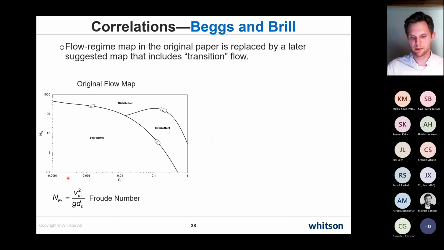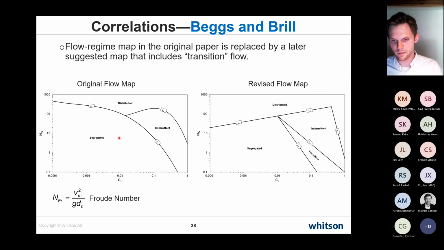So the original flow map that they provided in the publication was this one here. And you plot this liquid flux fraction against what is called a Froude number. And depending on which flow regime you're in, you select the numbers on the table on the previous slide. This flow map was later updated into this one, where they included a transition region. And in that transition region, you're sort of linearly weighing the solution in the segregated flow regime and in an intermittent flow regime. That's what this transition accounts for.